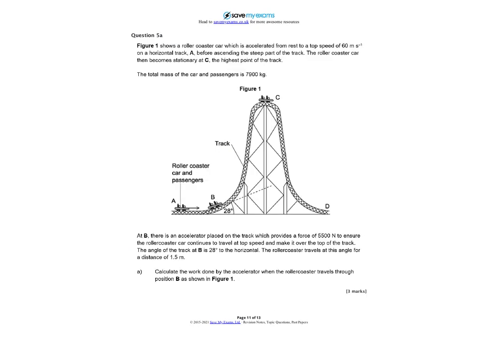On to our final question, 5. So question 5a, we've got a roller coaster car. This is its top speed. There's lots of information here. We don't need it all for the first one. We've got a total mass, we've got a force provided, we've got an angle, and we've got a distance for that angle. So for part A, to calculate the work done, we're going to use the equation for work done, force times distance times cos of the angle.